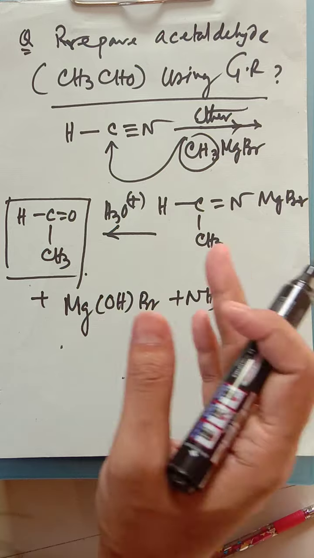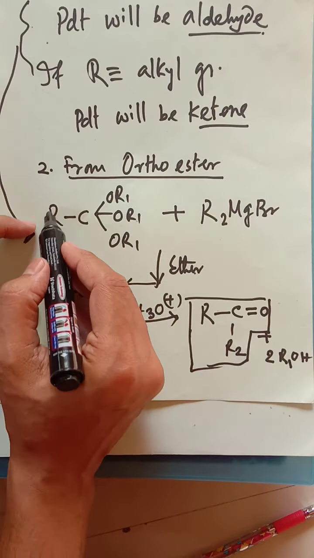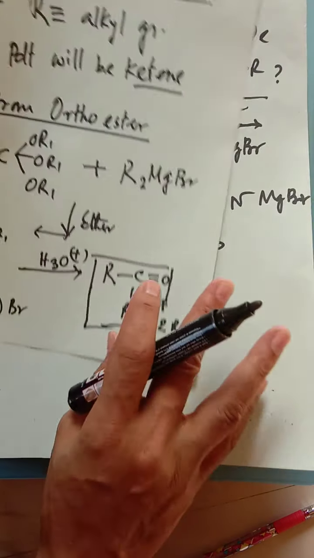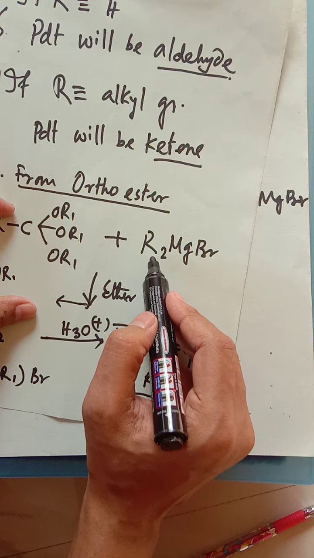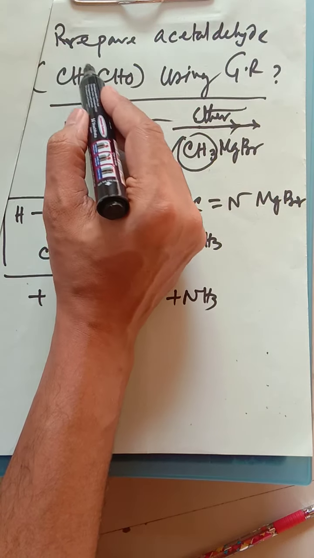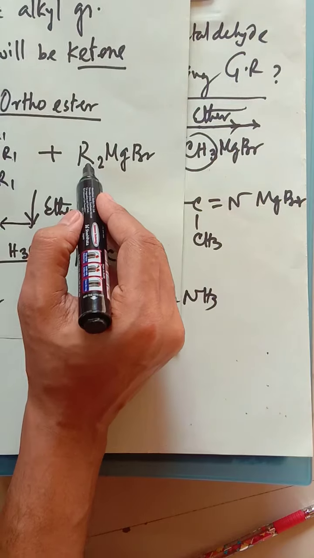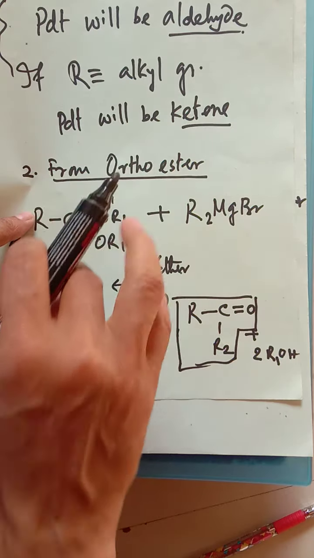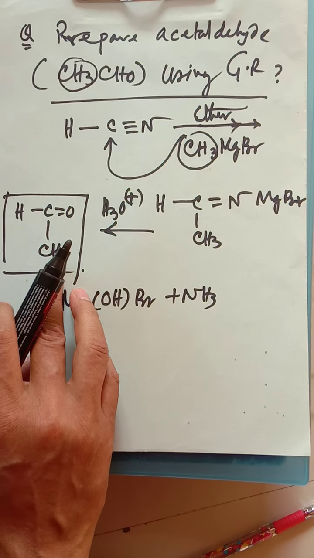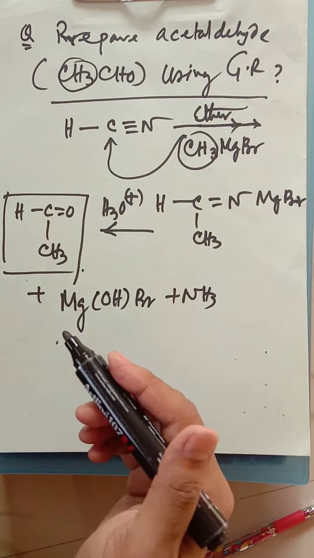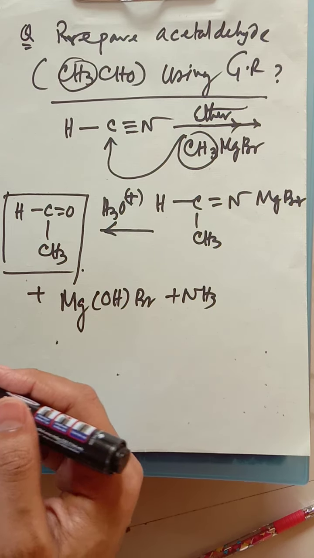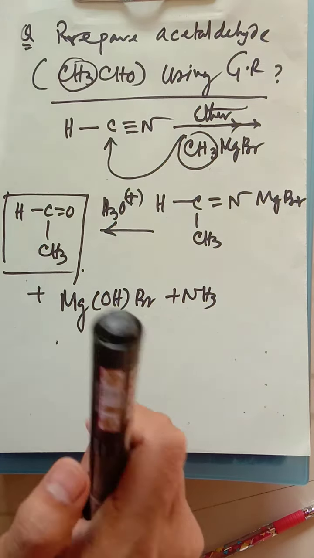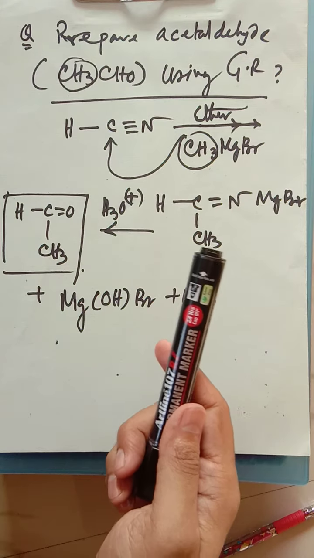So we can select the ortho ester also. What to do in place of R? We have to use H over here, then only aldehyde can be prepared, otherwise not. And in place of this R group, we have to use CH3 here. If we place CH3 and here H, finally we are getting the same thing, that means acetaldehyde. So this is the way by which we can find out different products according to the question. If the question is given with a different compound, we have to change the R and R2 group, then only we can find out the product very easily. Okay.